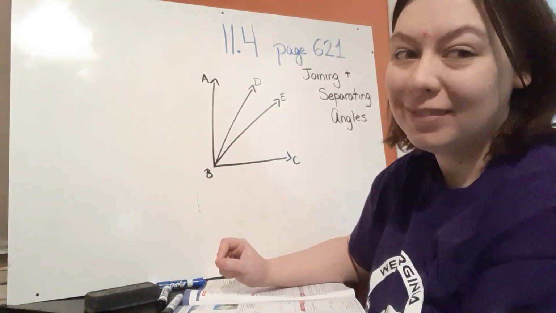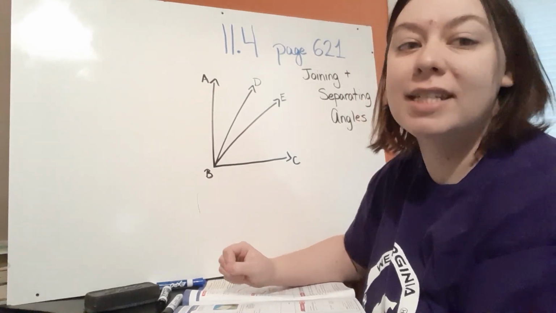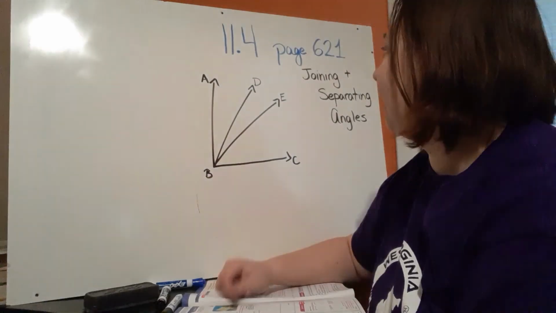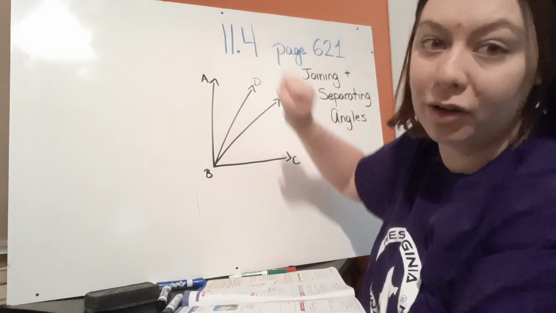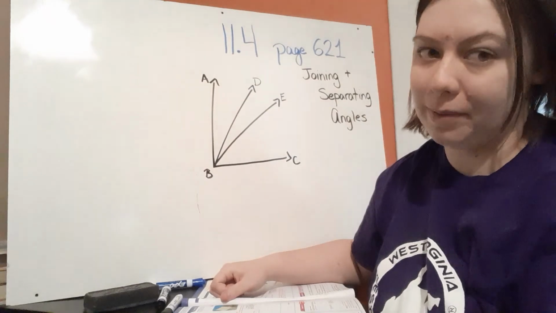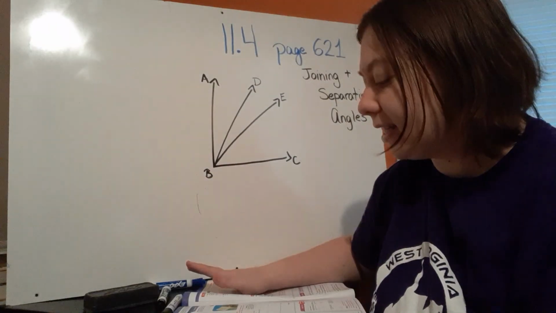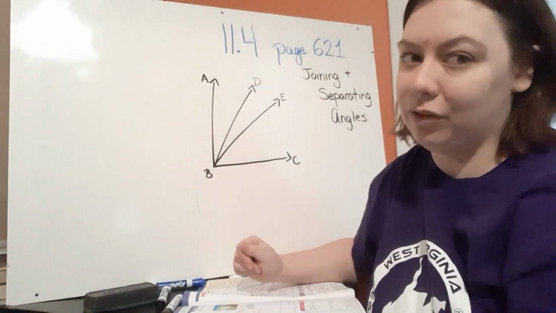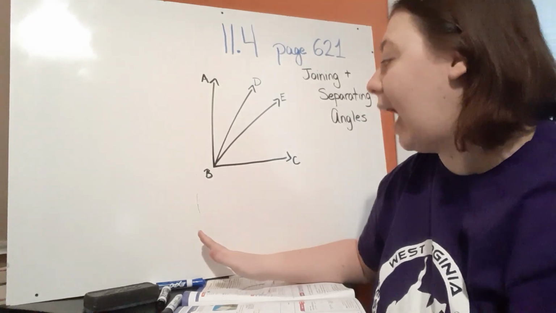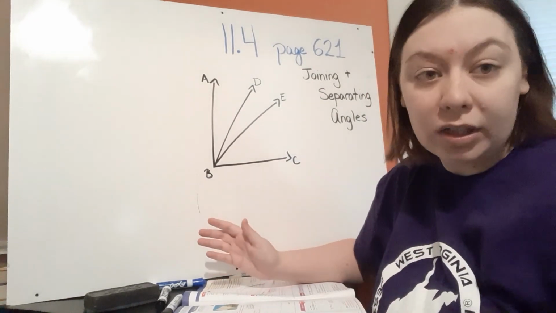Morning, fourth grade. Today we're going to have a math lesson on our assignment for today. So we're looking at lesson 11.4 in your Go Math book, which is on page 621. The focus for today's lesson is joining and separating angles. So what we're really looking at are parts of a whole.